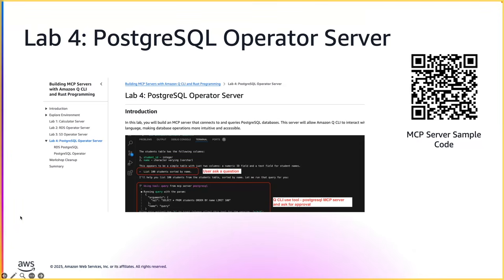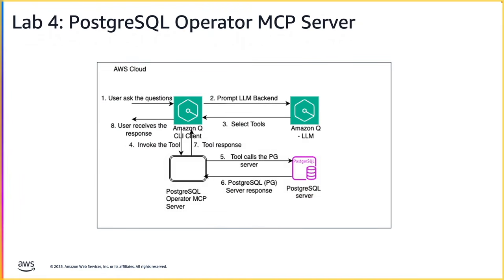Welcome back. We are in Lab 4 of the workshop. Lab 4 is the final section in this workshop for building MCP servers, focusing on the PostgreSQL operator server. We are focusing on two major sections. First is setting up the Postgres server, and then using the operator, how we can interact with it as the user. This is the QR code for downloading the sample code. So let's get this started.